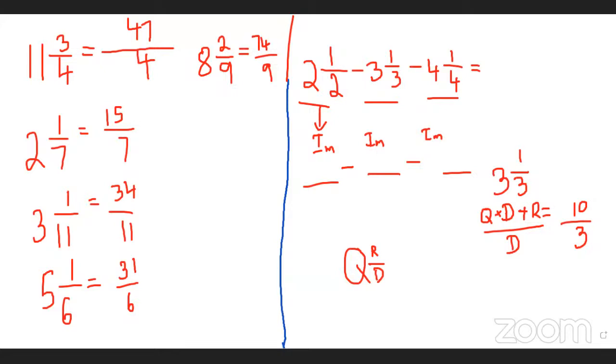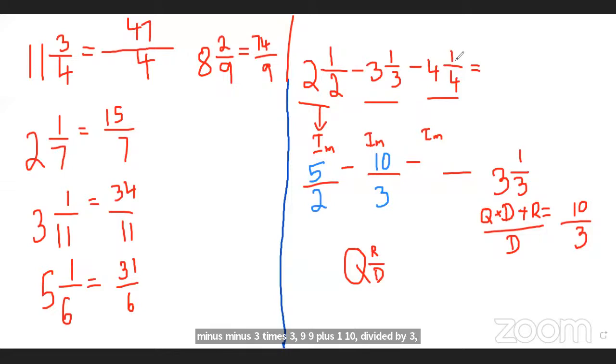Good. Okay. I'm going to solve it. Let's solve it. Fine. So the first one: 2 times 2, 4 plus 1, 5, 5 by 2. Minus 3 times 3, 9, 9 plus 1, 10, 10 divided by 3. Minus 4 into 4, 16, 16 plus 1, 17, 17 by 4.